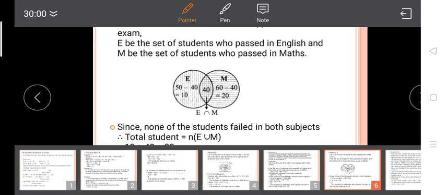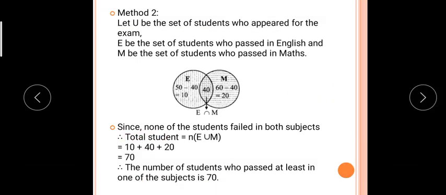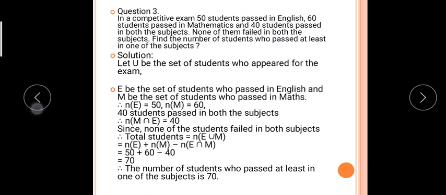So in this way also you can calculate, but it depends. If in the exam it is asked for the Venn diagram, then only use this method. Otherwise, in this method you have to solve.